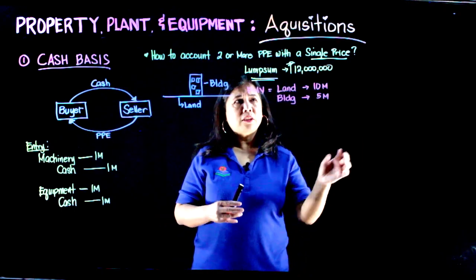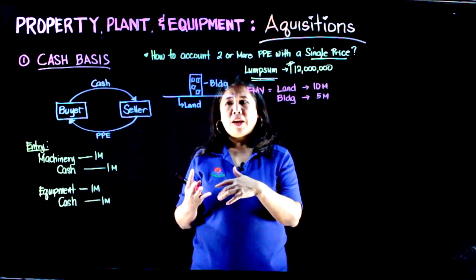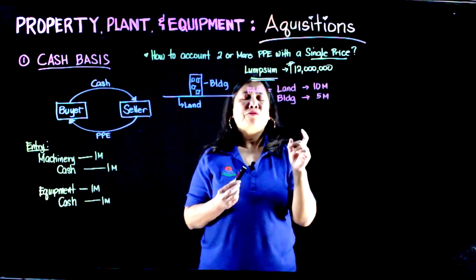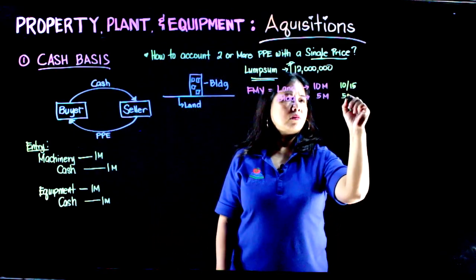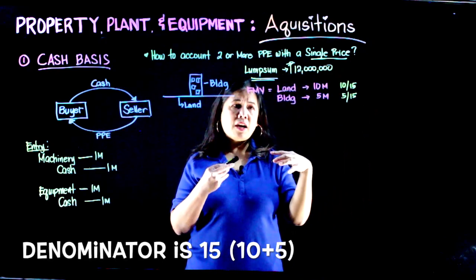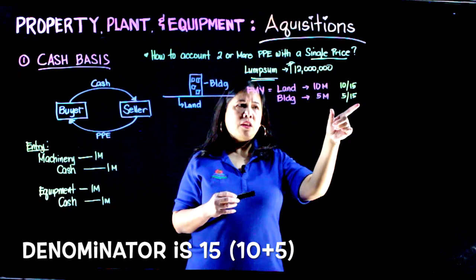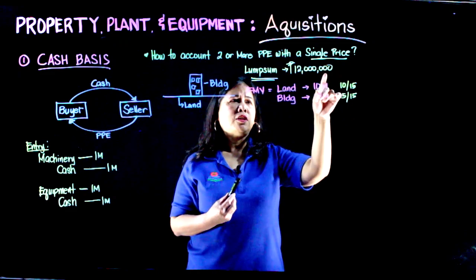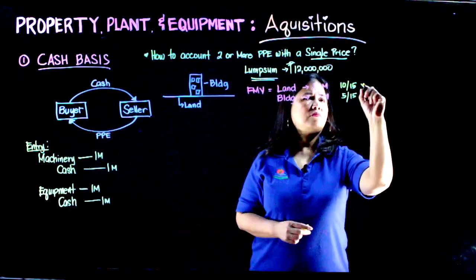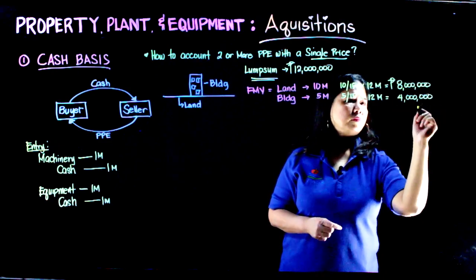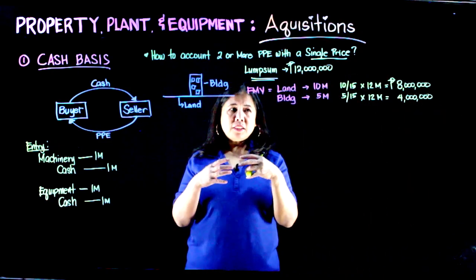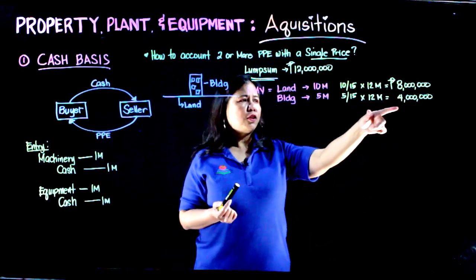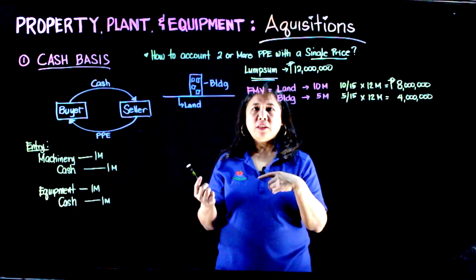In order to allocate the 12 million na lump sum price sa building at land, we will get the fractions of the fair market value. Alright, so ang fraction para sa land is 10 over 15. Ang para kay building is 5 over 15. Then we will multiply this to the lump sum price of 12 million. Na-allocate na natin ang price na para sa land which is 8 million at ang para sa building is 4 million.